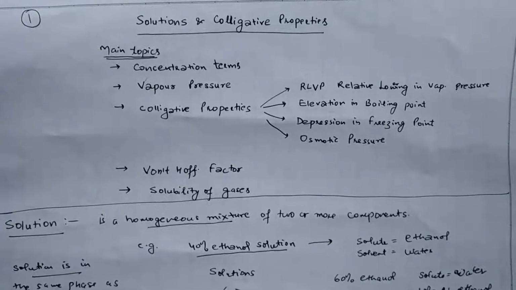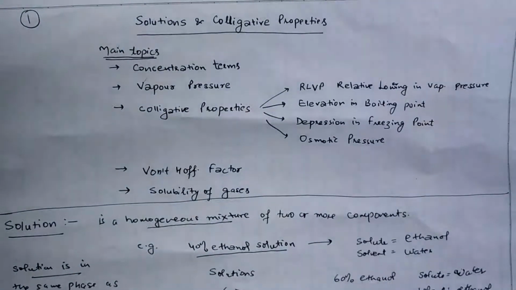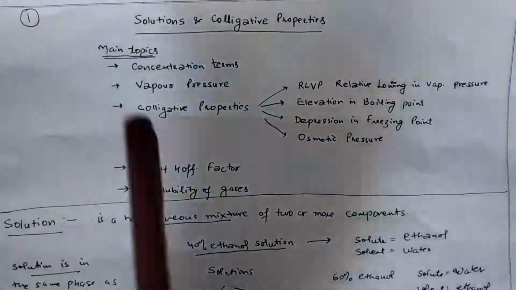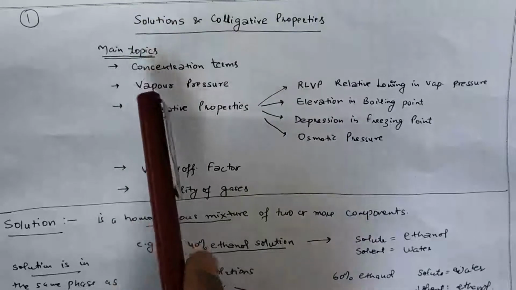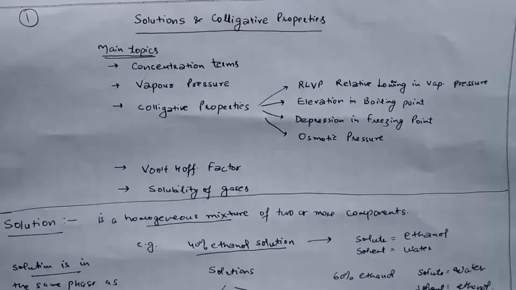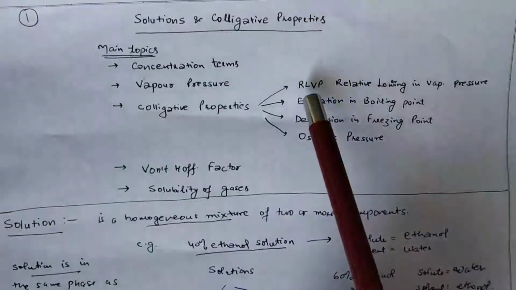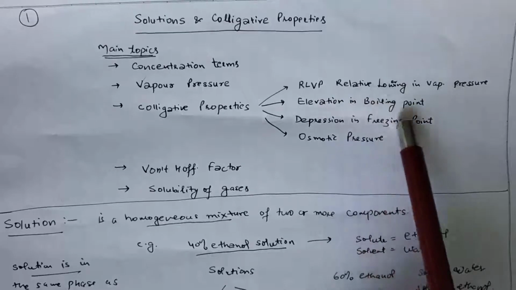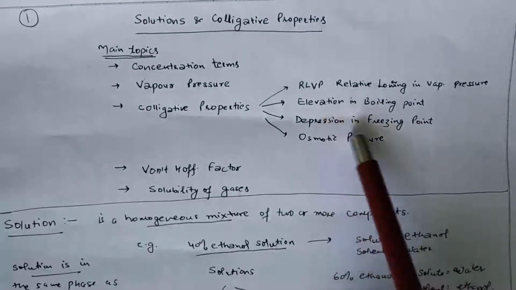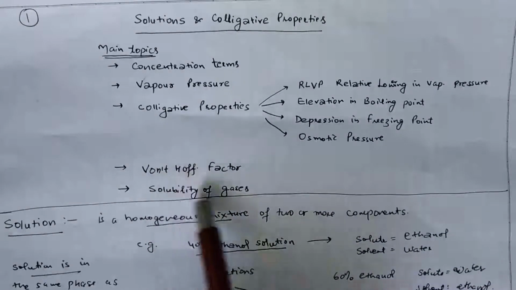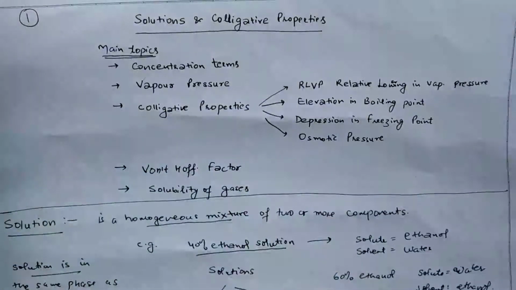Hello everybody. So the chapter Solution and Colligative Properties will start with the main topics in this chapter: concentration terms, vapor pressure, colligative properties, that is RLVP (relative lowering of vapor pressure), elevation in boiling point, depression in freezing point, osmotic pressure, Van't Hoff factor, and solubility of gases. So first we will start with the solution.